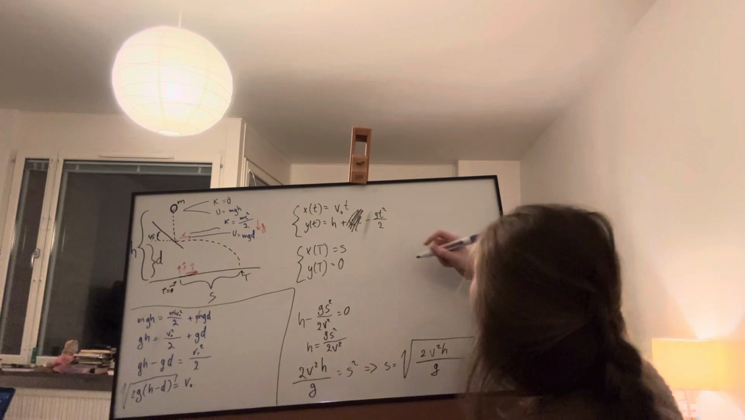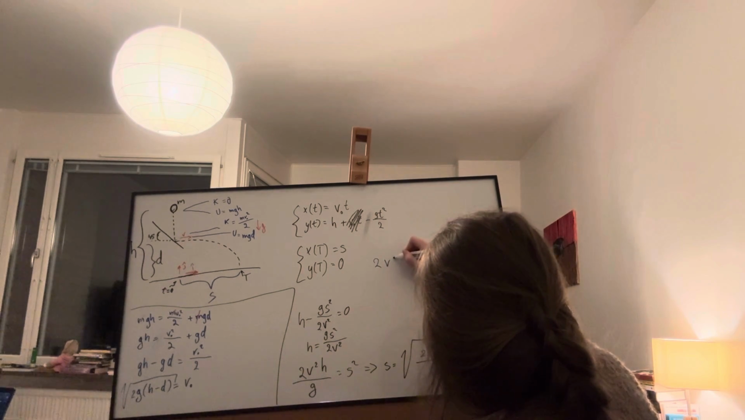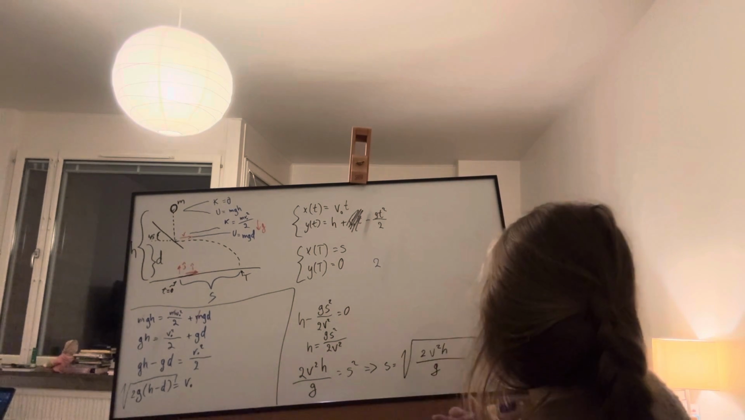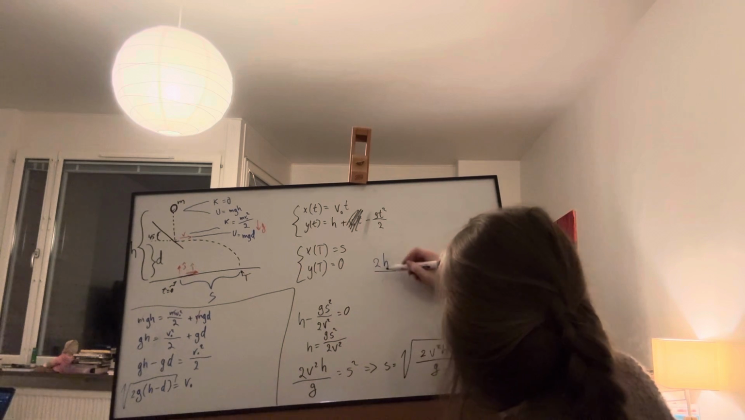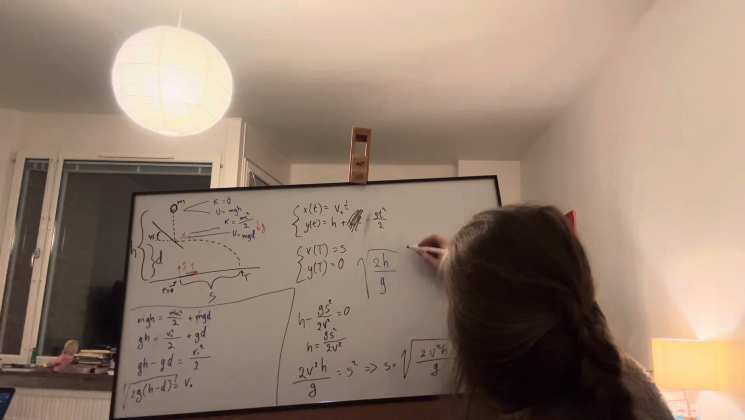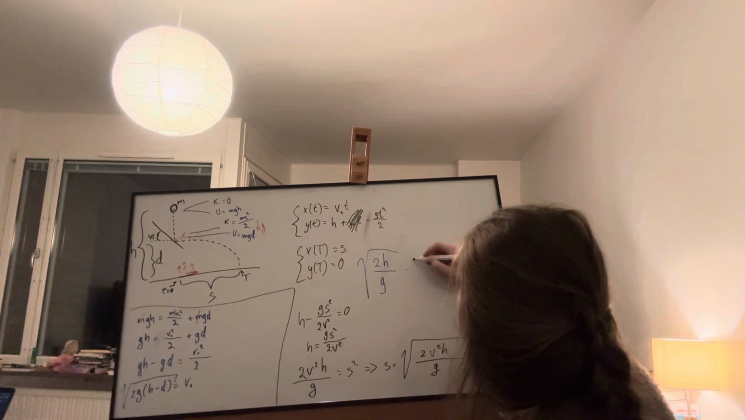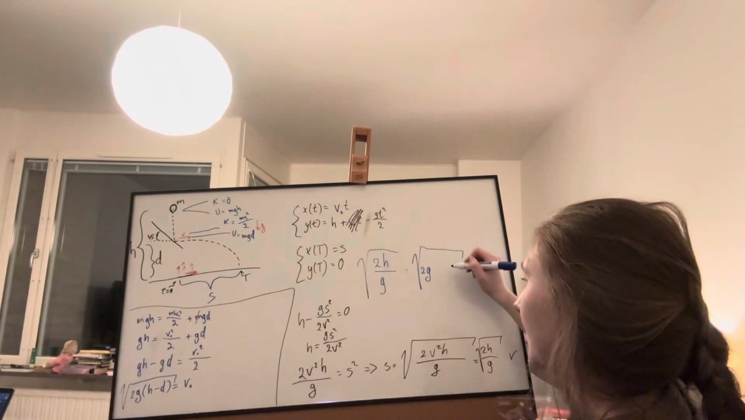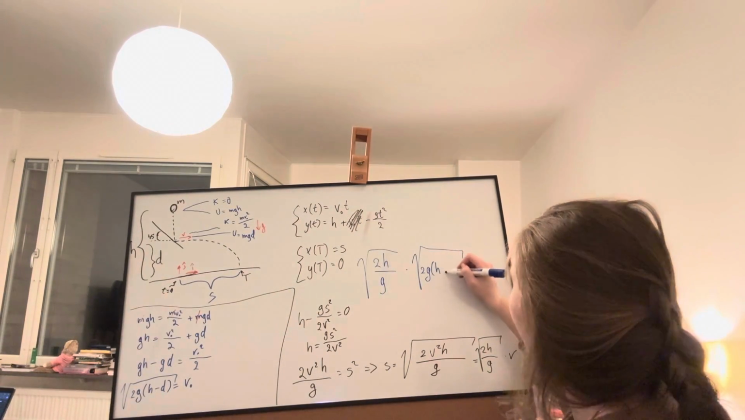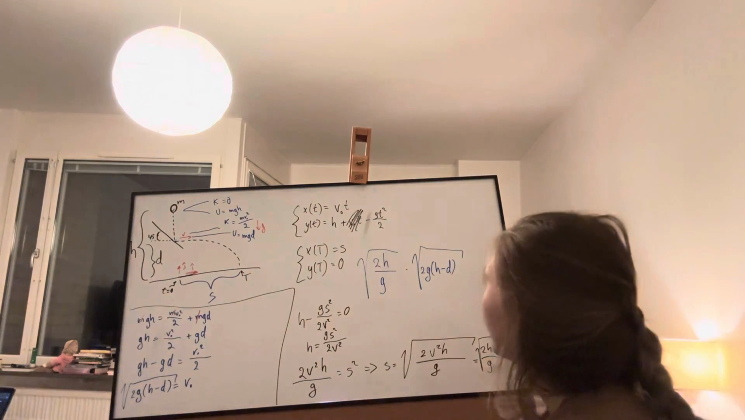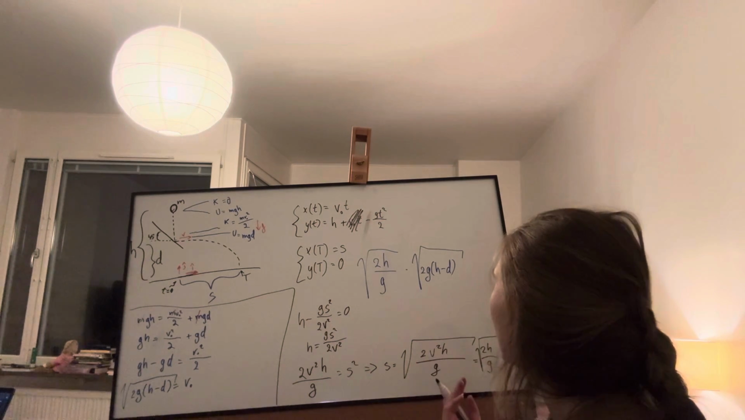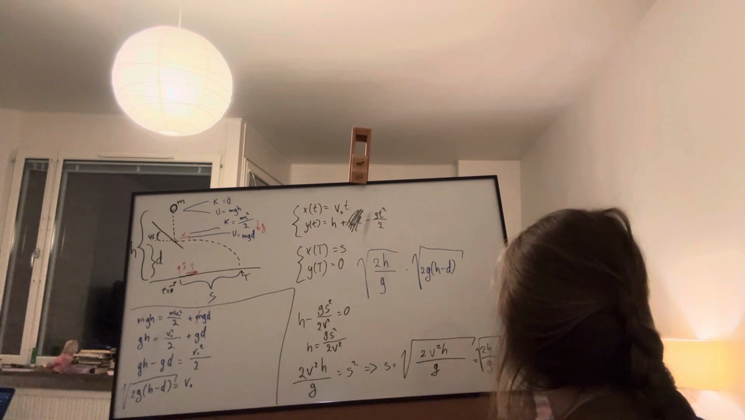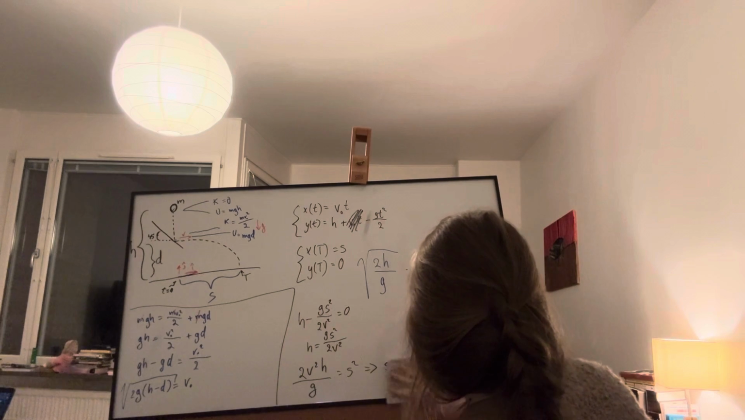So we have 2, no, I just wrote it down, yeah. Times v, so times 2g(h minus d), and so we cancel things out, or like we simplify it.